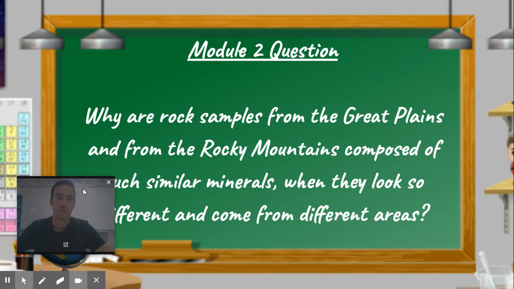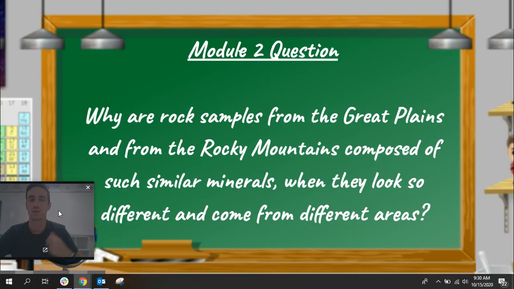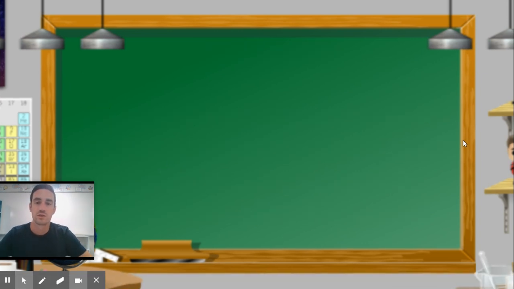So just a reminder, our Module 2 question, that big question we're trying to answer by the end of this whole unit is why are rock samples from the Great Plains and from the Rocky Mountains composed of such similar minerals when they look so different and come from different areas? You can think back to that video we watched in the beginning of our Module 2 with the students in a class that all had different rock samples and figured out that their rock samples, even though they got them from hundreds of miles apart and they look nothing alike, actually were made of all of the same minerals. So that is why we're trying to answer that question.